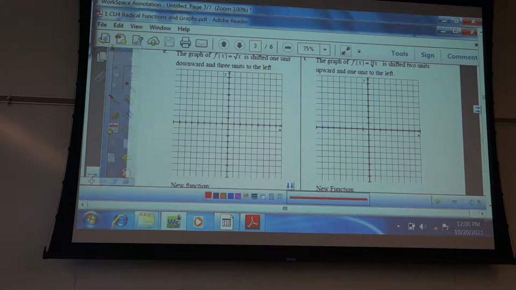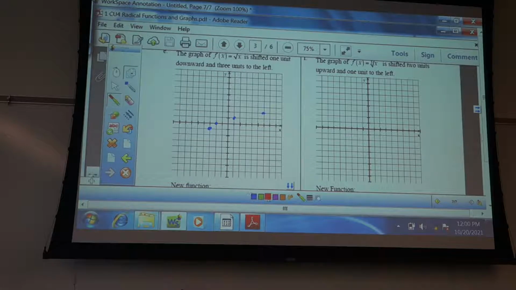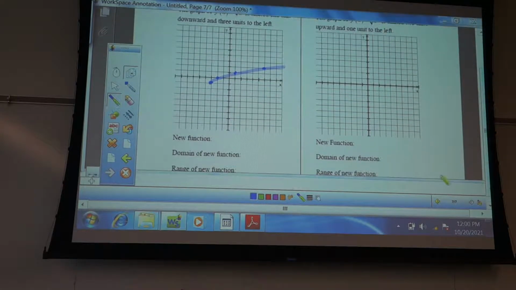Okay, so here we're going to go 1 down and 3 to the left. So from my origin, 1 down, 3 to the left. There's my new origin. This is a regular square root, so it's a squish. So it's going to be over 1, up 1. And then from the new origin over 4, up 2. From the new origin over 9, up 3. So there's my swoosh.